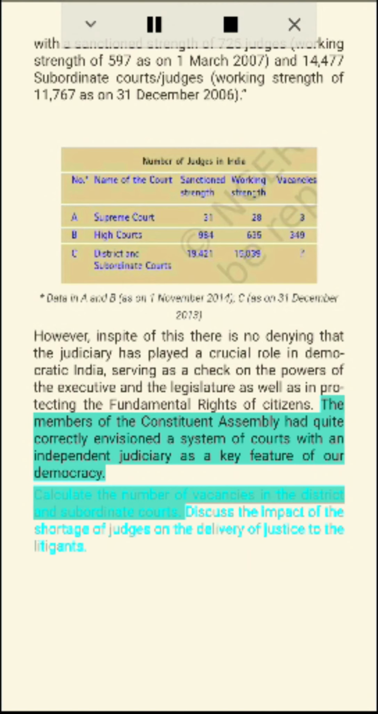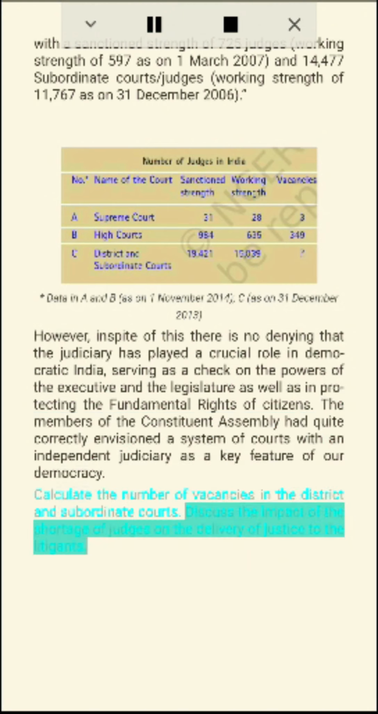However, in spite of this, there is no denying that the judiciary has played a crucial role in democratic India, serving as a check on the powers of the executive and the legislature as well as in protecting the fundamental rights of citizens. The members of the Constituent Assembly had quite correctly envisioned a system of courts with an independent judiciary as a key feature of our democracy. Calculate the number of vacancies in the district and subordinate courts. Discuss the impact of the shortage of judges on the delivery of justice to the litigants.